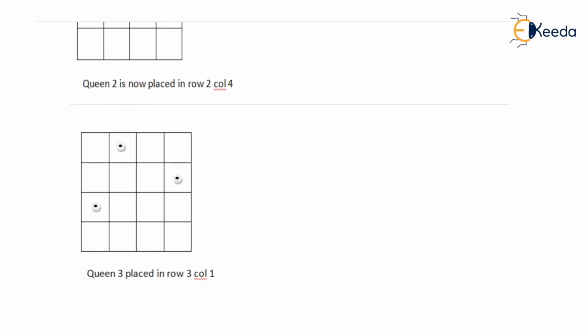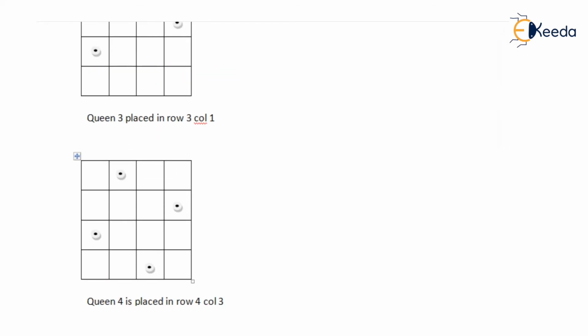Let's try to now place the third queen. With the first two queens placed at their places shown, you can place the third queen straight away at the position I am showing, 3, 1, because there is no vertically placed queen, no diagonally placed queen, and obviously horizontal attack is out of question. We are not going to place any queen in this row. So even the third queen has been placed.